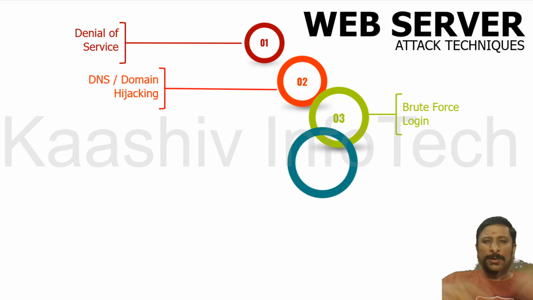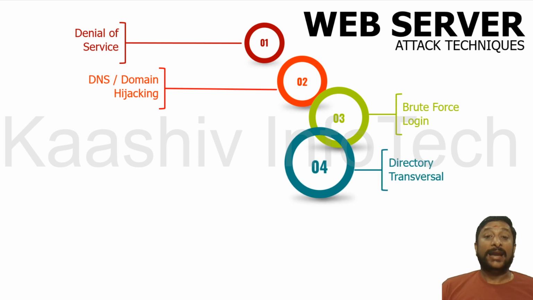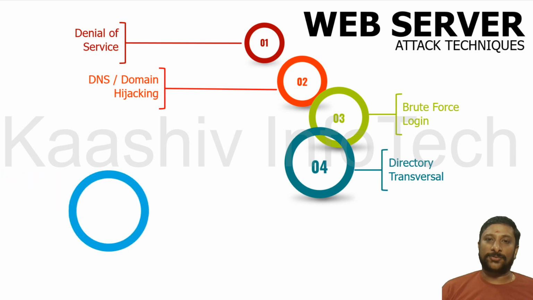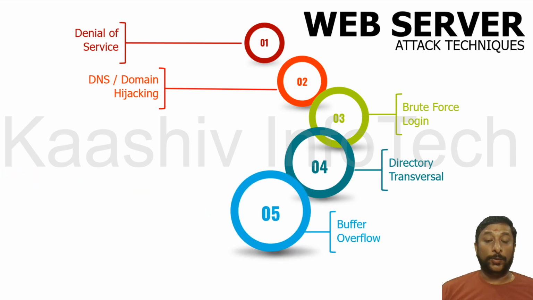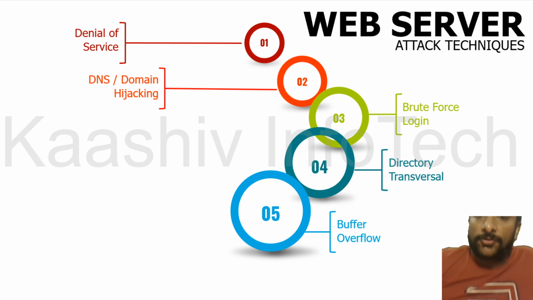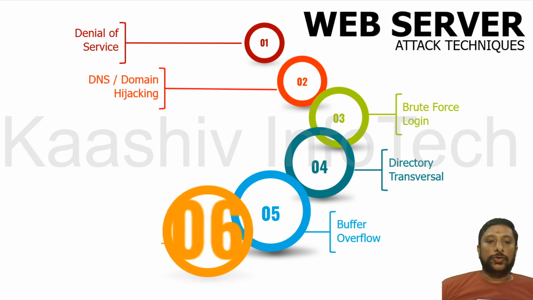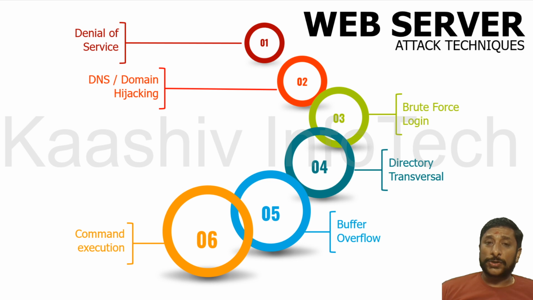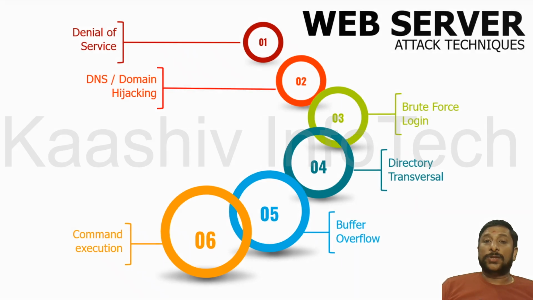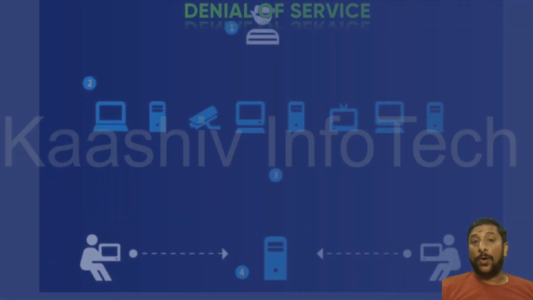Brute force login, trying different passwords to attack. Directory traversal, entering into the server and trying to take the folders and files of the server. Buffer overflow, attacking the memory. And finally, command execution, sending remote commands to hijack the system. So these are the six varieties of attacks that can be done on a server.